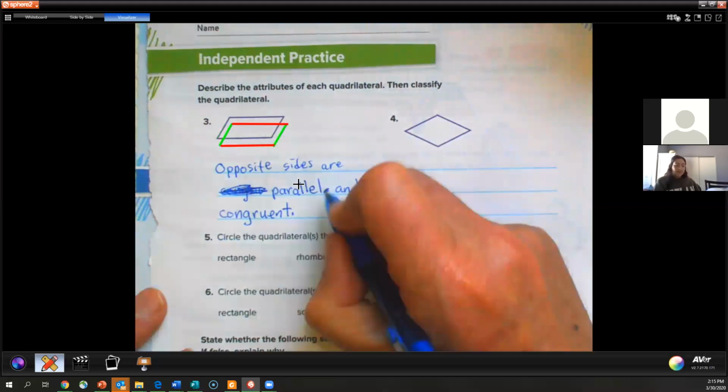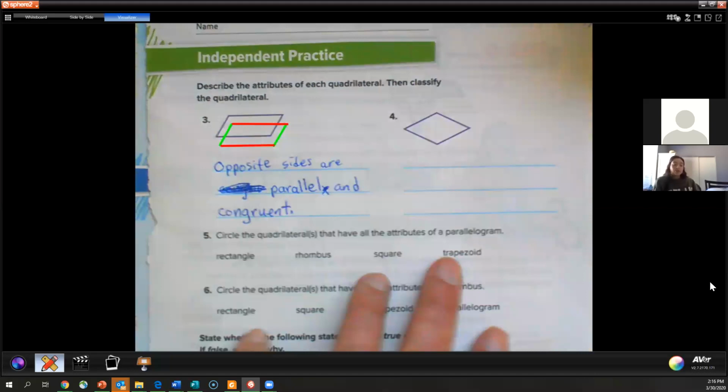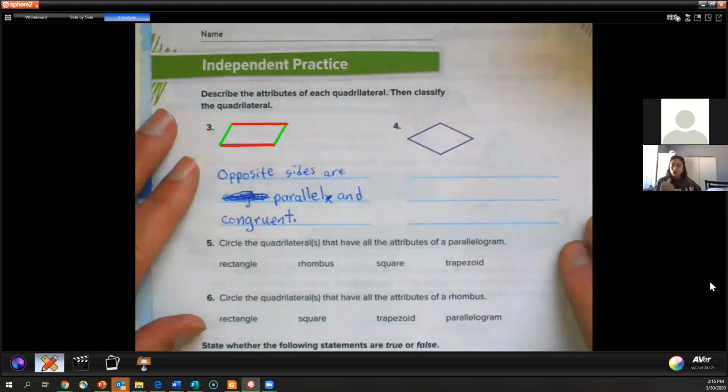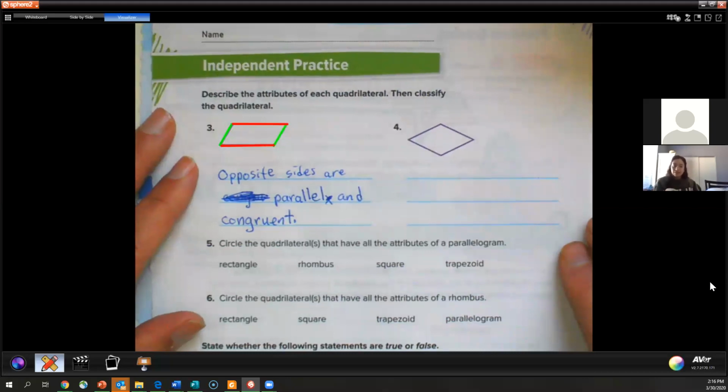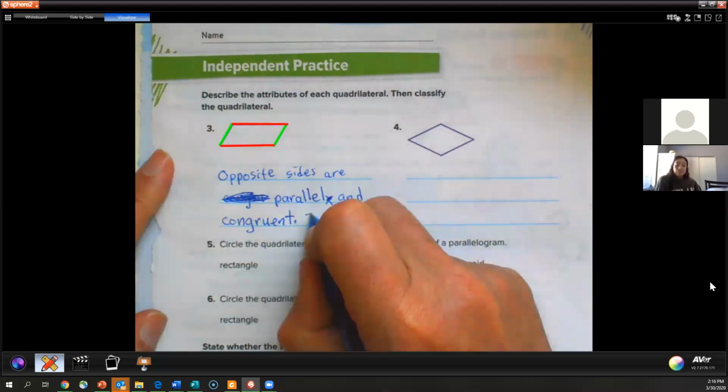Yep. And then it wants us to classify the quadrilateral. So boys and girls, go ahead and take a look at this quadrilateral and look back at that chart and see how you would identify this. And if you classified the quadrilateral as a parallelogram, another 50 points. I'm very proud. It is a parallelogram.